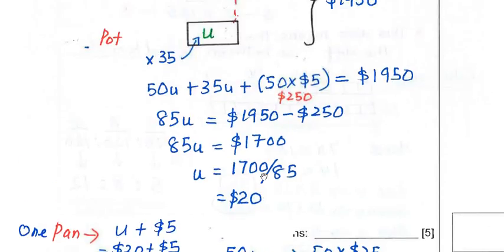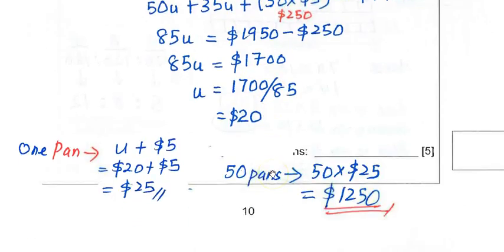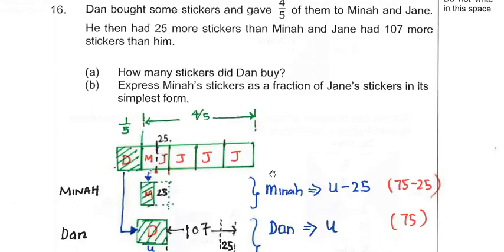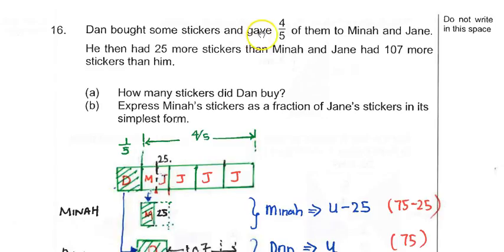You have to pause this video and look at the working and understand yourself. Alright? Now number 16, Dan bought some stickers and gave 4/5 of them to Mina and Jane. Look here. This is the amount of sticker he bought at first. Very carefully here. This is the amount of sticker he bought at first. Alright, now 4/5 is here.